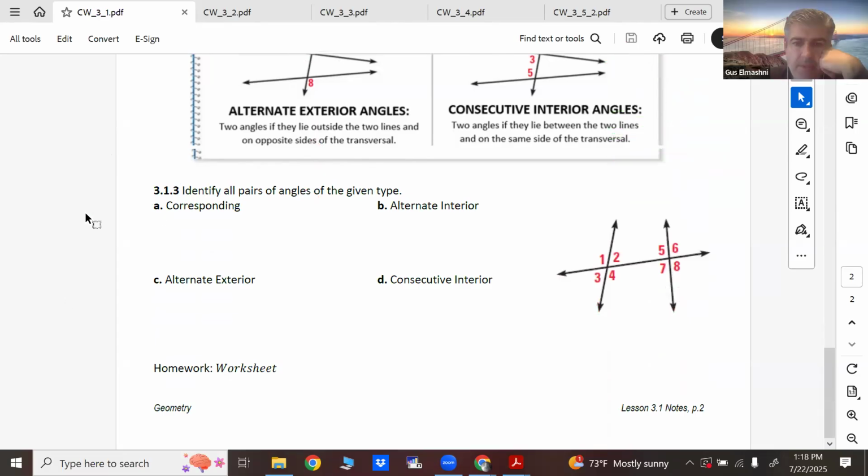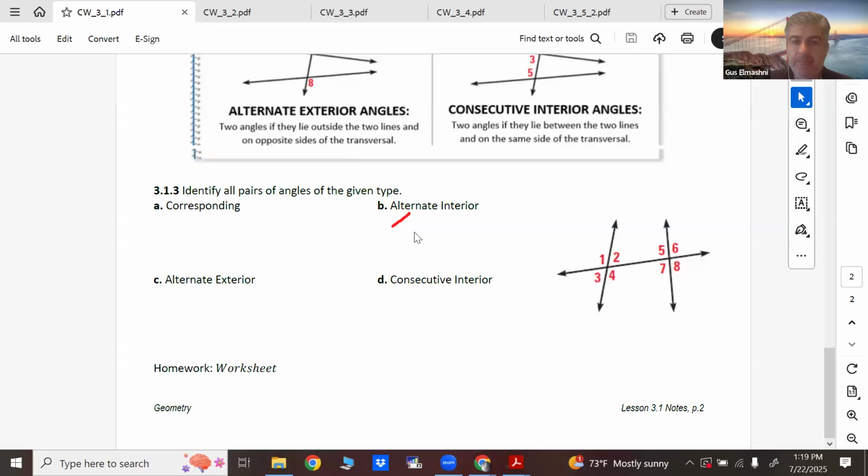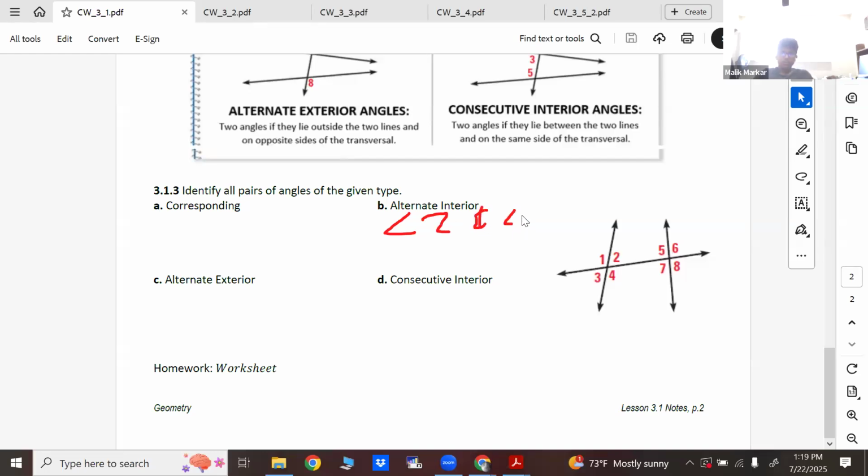So in this case, corresponding angles, I could say angles 1 and 5. I could also say angles 2 and 6. What else can I say? 3 and 7, and 4 and 8. Yep, 100%. You got it. Good. Now, alternate interior, I could say 2 and 7. And what else?